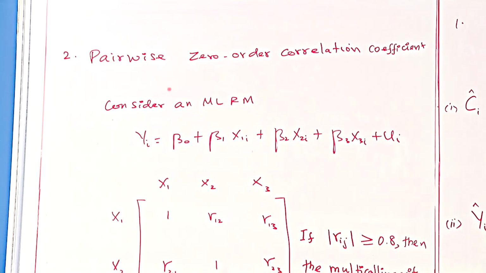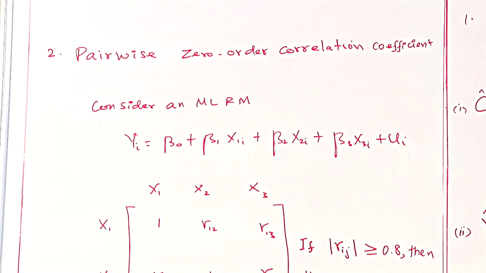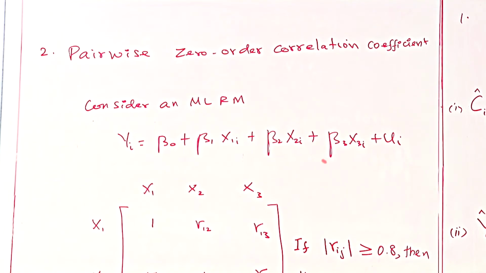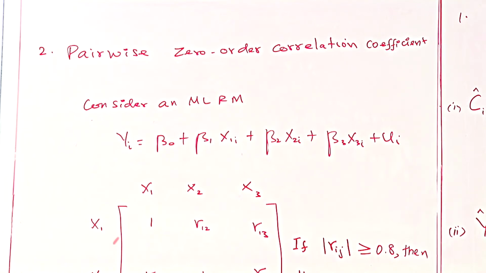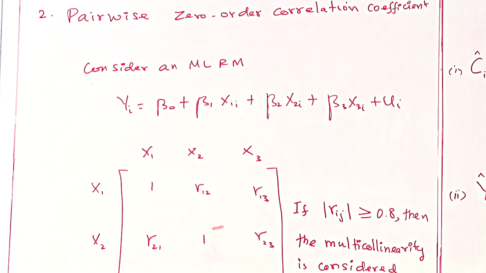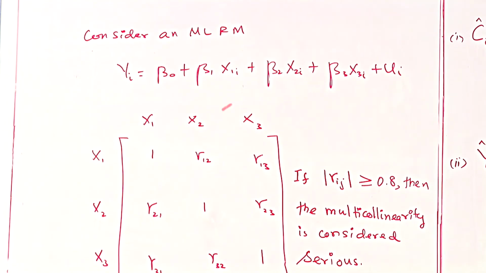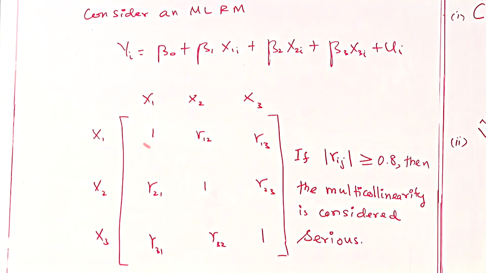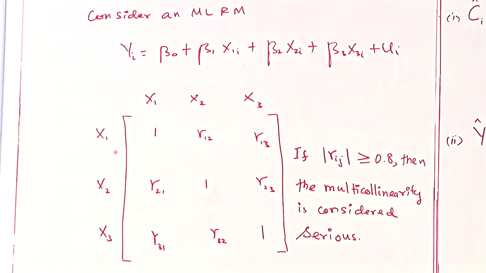Another test for multicollinearity is the pairwise zero order correlation coefficient. Let us take this MLRM, y is equal to beta 0 plus beta 1 x1i plus beta 2 x2i plus beta 3 x3i plus ui. We may first run a pairwise correlation among the independent variables. Here there are three independent variables, x1, x2 and x3, and we are running the simple pairwise zero order correlation and tabulating that.